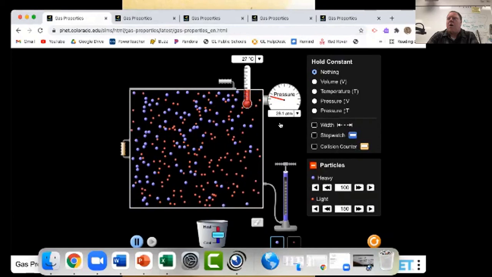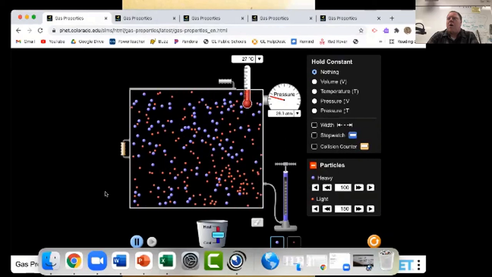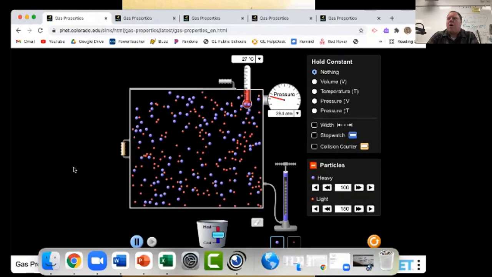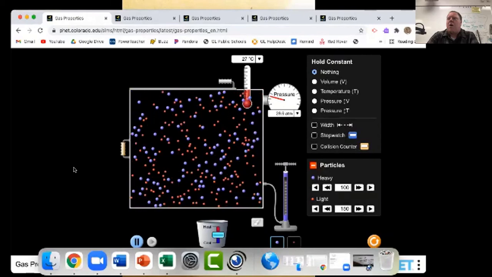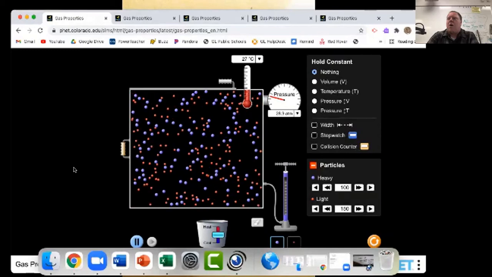Now it looks pretty busy in there, and you can see the pressure did go up. It was 11, and now it's about 29. Okay, so it went from 11 to 29 because now there's more particles hitting the sides and colliding with them and pushing them.